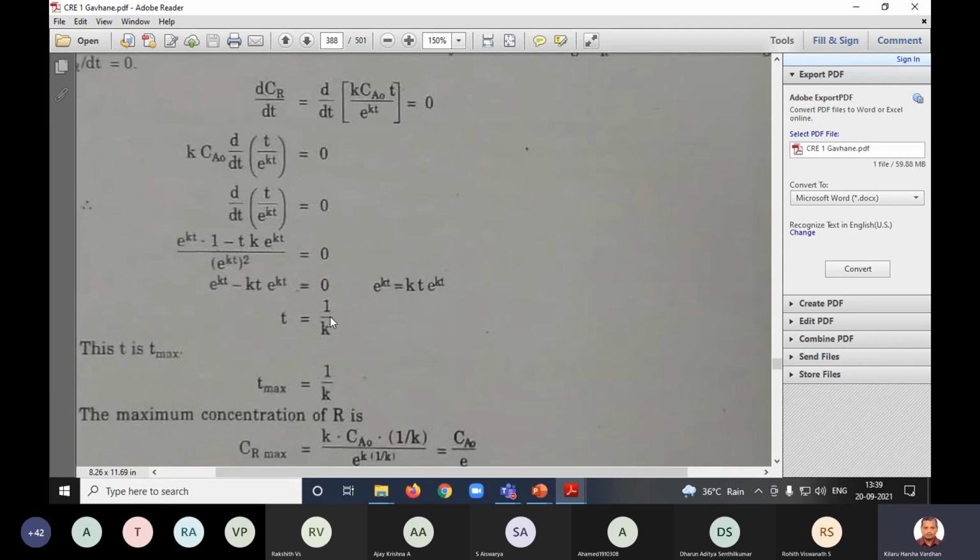So you get t is 1 by k. This is the time which is maximum. You get 1 by k. So T max is 1 by K.